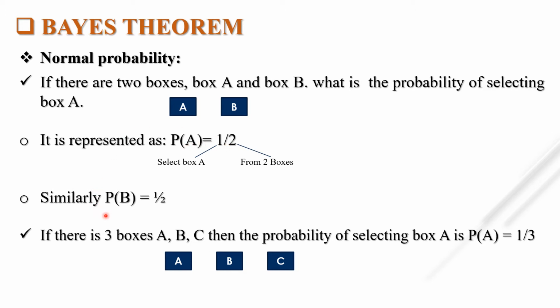Similarly, the probability of selecting box B is also 1 by 2. If there are 3 boxes, then the probability of selecting box A is 1 by 3, box B is also 1 by 3, and probability of selecting box C is also 1 by 3. So now this 3 represents the number of boxes and 1 represents how many boxes you are going to select.